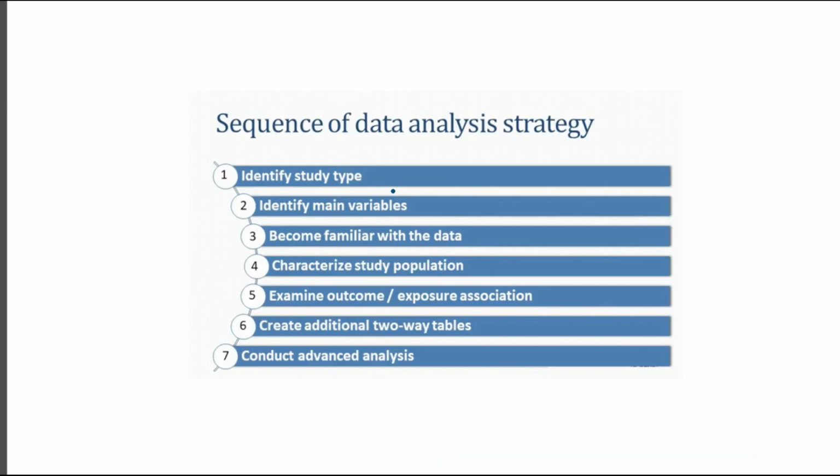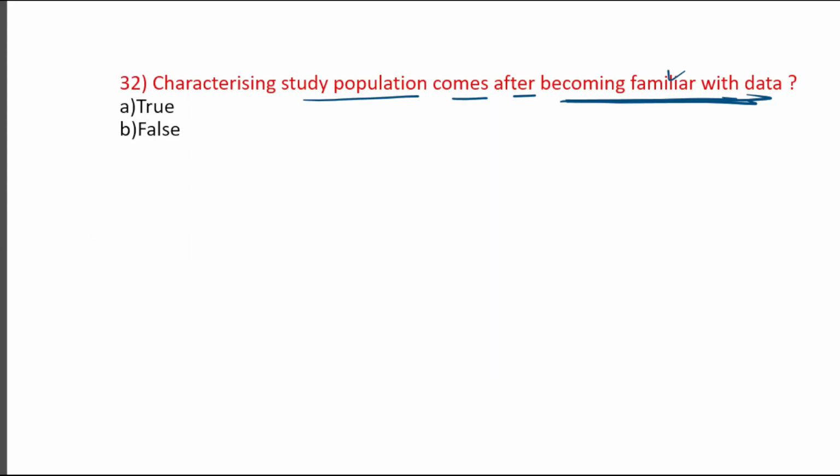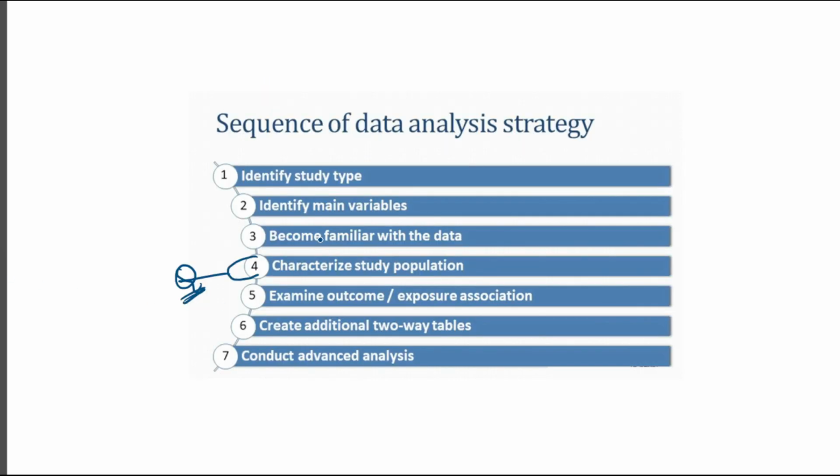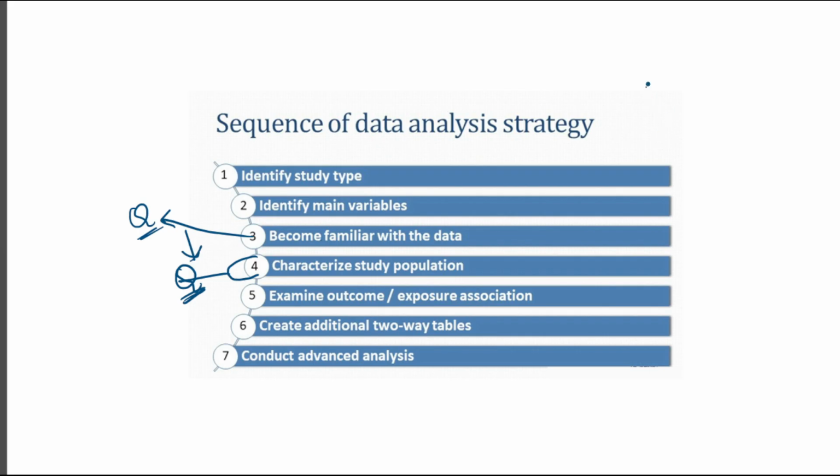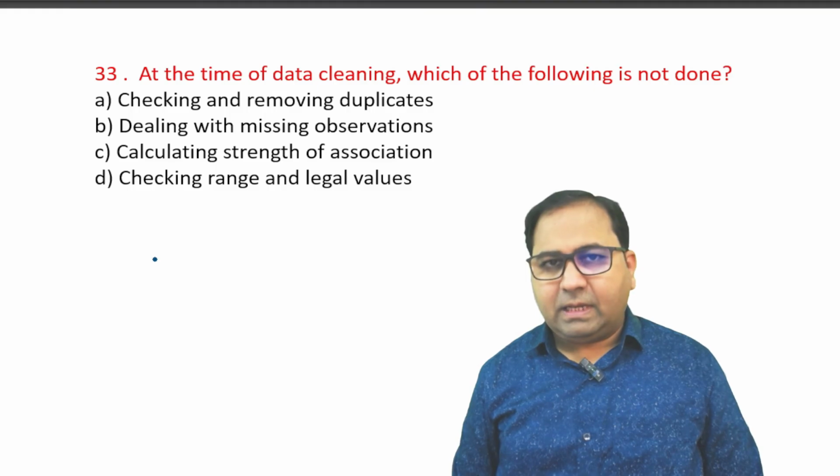See, in the steps, where is the characterizing study population? Characterizing study population comes in the 4th step. Okay, this was the 4th step. This was the question that was asked. So they mentioned that characterizing study population comes after becoming familiar with the data. Yes, so therefore this is a true statement. Okay. So please remember all the sequence of the data analysis strategy from 1 to 7. Next question.